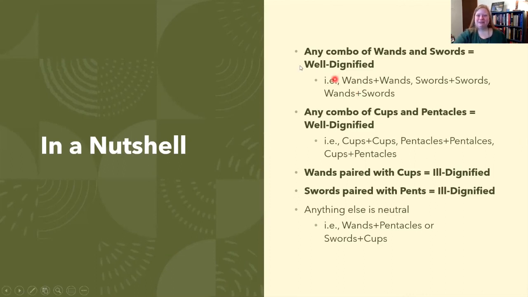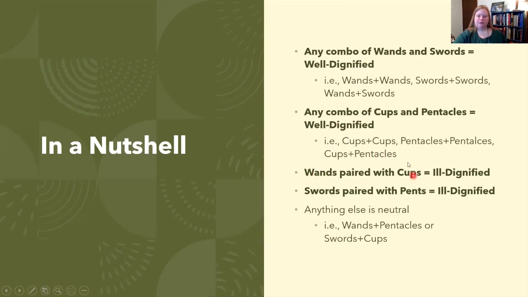So in a nutshell, any combo of wands and swords is going to be well dignified. Well dignified, friendly, supportive. Those are the words that I use. So wands plus wands, swords and swords, wands and swords, any combo of wands and swords will be well dignified. Any combo of cups and pentacles will be well dignified. And so of course we're looking at water plus water, earth and earth, or water and earth. So cups and cups, pentacles and pentacles, cups and pentacles.